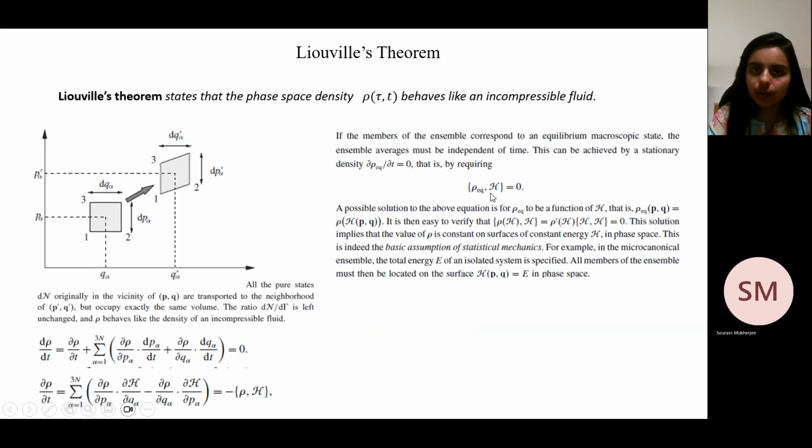Now in the next slide, what I'll discuss, as has already been discussed in our classes, is that there can be different ways of having different phase space densities depending on what kind of system you are in. But in all those cases, you will see that the phase space density is a function of the Hamiltonian.